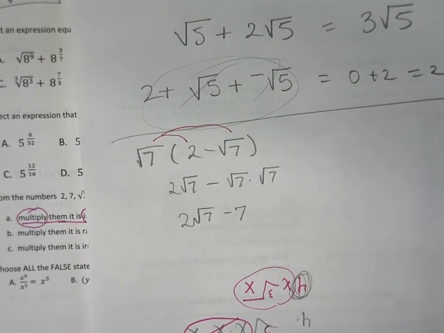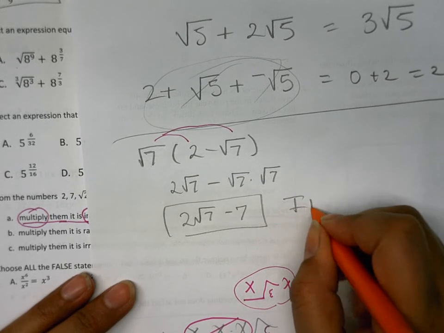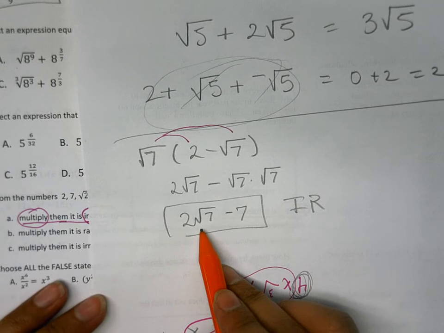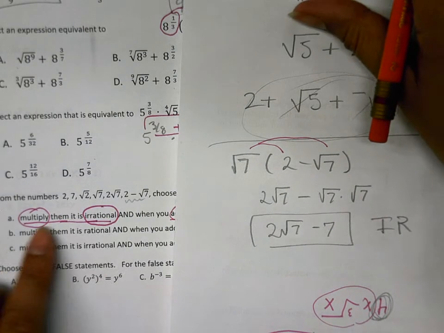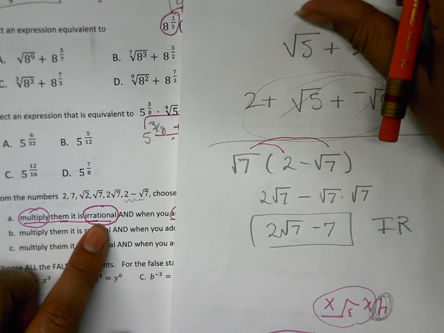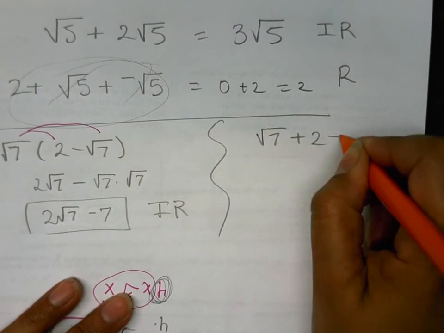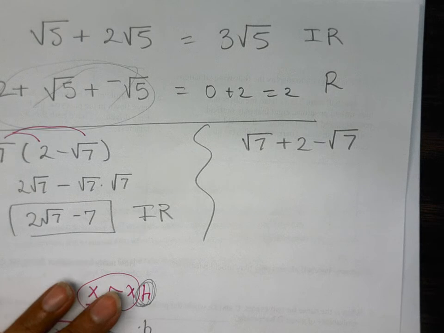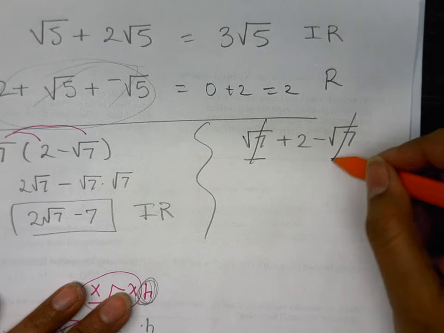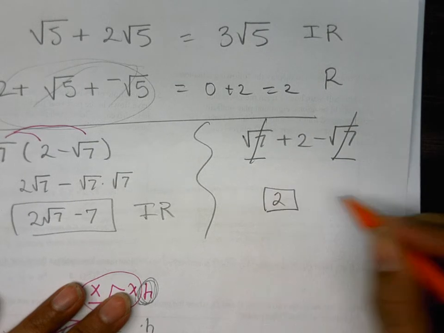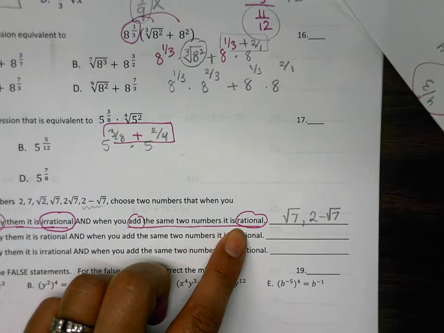All right, rational or irrational? Why is it irrational? Because it still has a square root in there. So did that work? Did we multiply and get an irrational? Yes or no? Okay, but when we add these same numbers, root 7 plus 2 minus root 7, what happens with the root 7s? They're like terms. What happens? And I'm left with what? Rational or irrational? And is that what happened? When I add the same two numbers, it is rational.